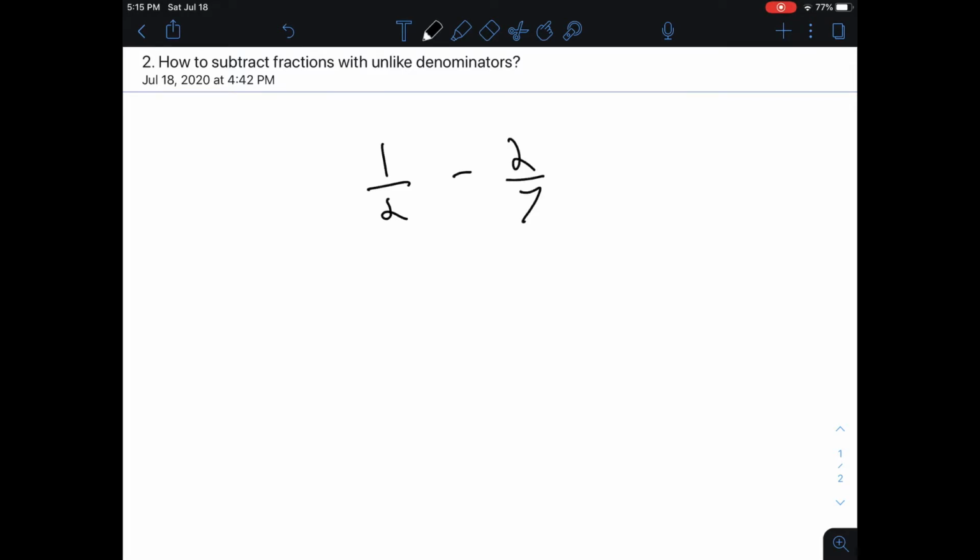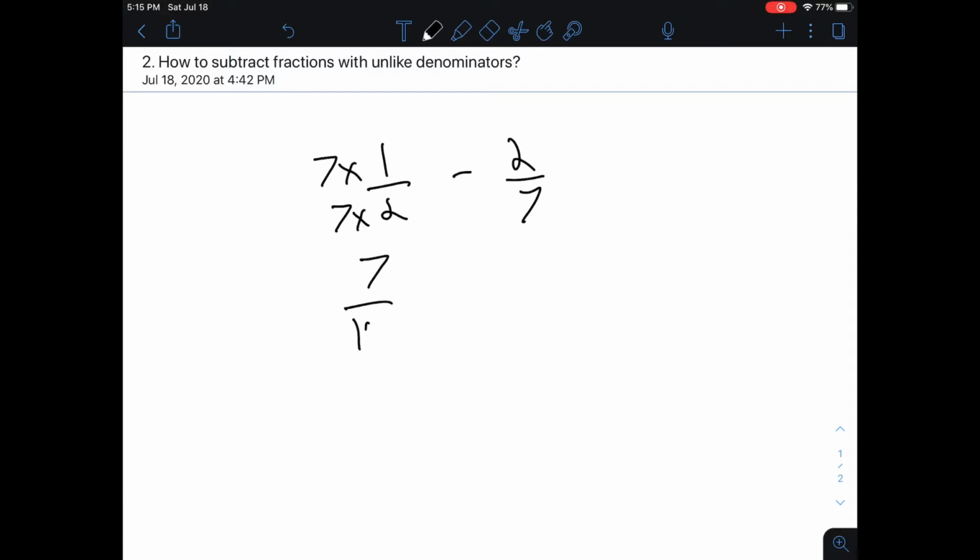So the way I like to approach this problem is to find the common multiple between 2 and 7. So in this case, there really isn't a common multiple, so the way I like to figure this out is to multiply the denominators of each fraction by each other. So let me show you. We're going to do 7 times 2 here, and whatever you do to the denominator, you do to the numerator, so it's going to be 7 times 1.